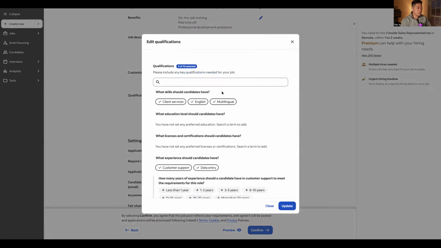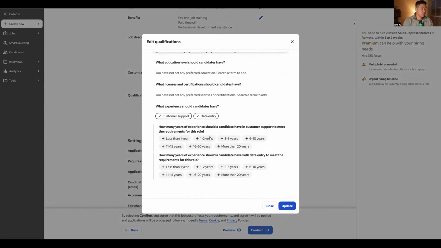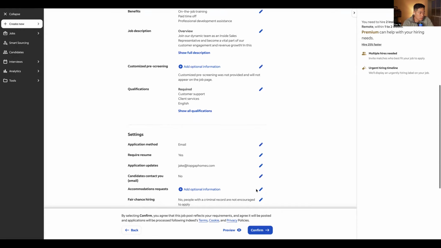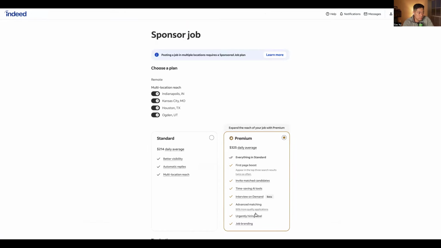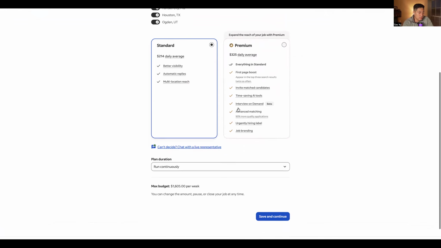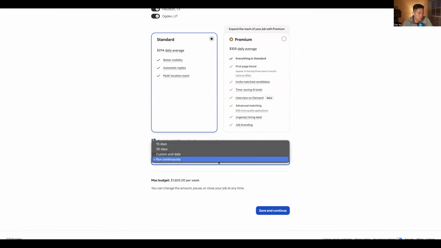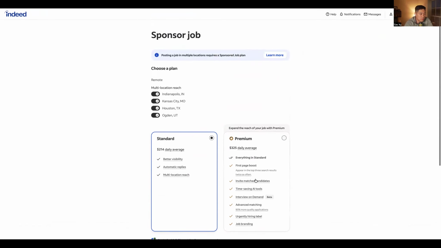So let's look at these jobs here. Client services, English, multilingual will be preferred. Customer service, how many years of experience? You can select this, and you can be very specific with it. Let's go down, let's confirm. Let's do standard, and run continuously. Actually, let's run this for 30 days.